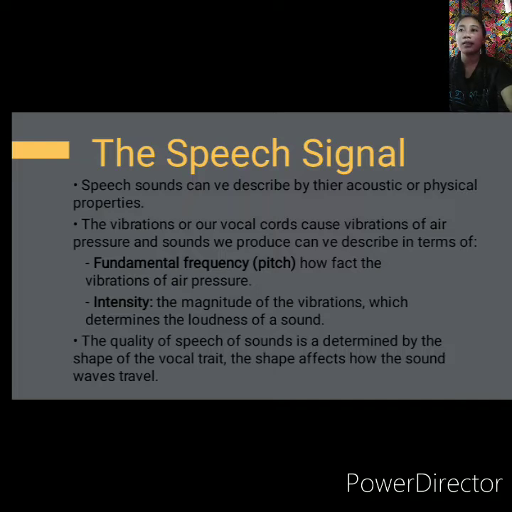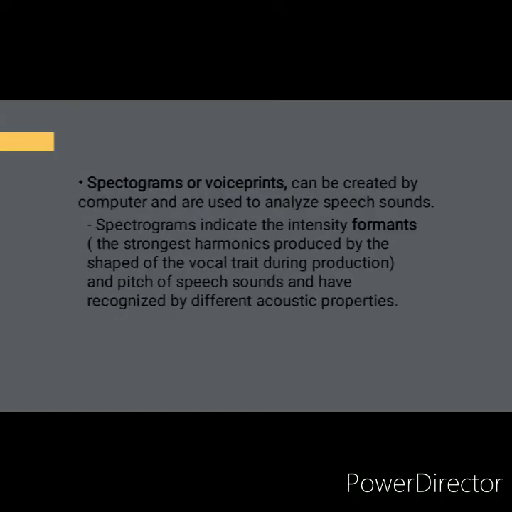Next is the speech signal. Speech sounds can be described by their acoustic or physical properties. The vibration of our vocal cords causes vibration of air pressure, and the sounds we produce can be described in terms of fundamental frequency and intensity. Fundamental frequency means pitch, how fast the vibration of air pressure is. Intensity is the magnitude of the vibration, which determines the loudness of sounds. The quality of speech sounds is determined by the shape of the vocal tract. The shape affects how the sound waves travel.